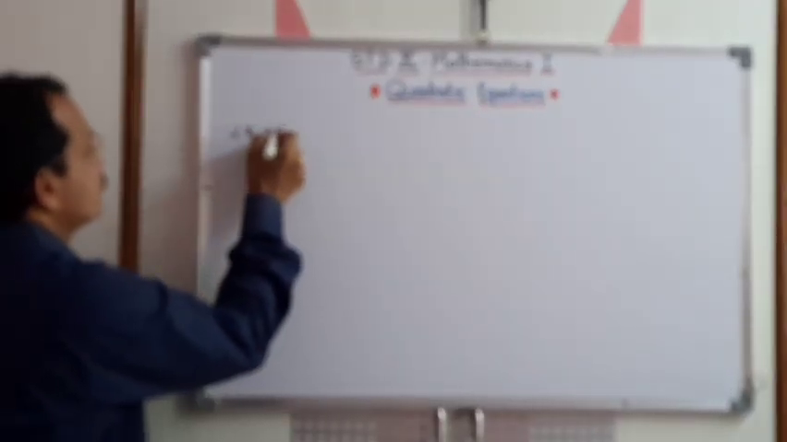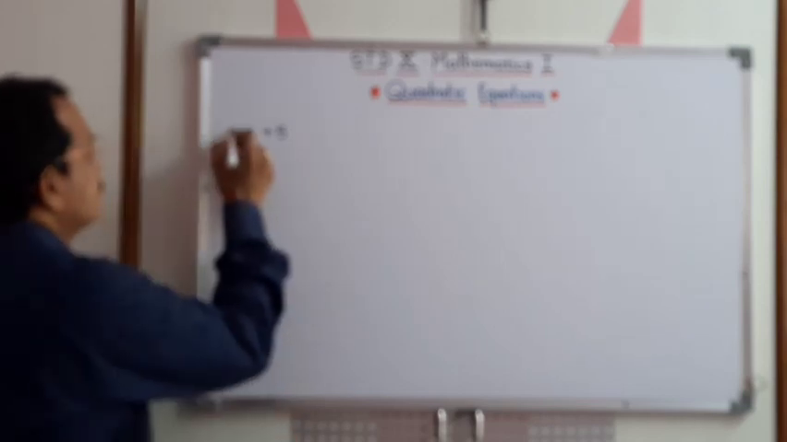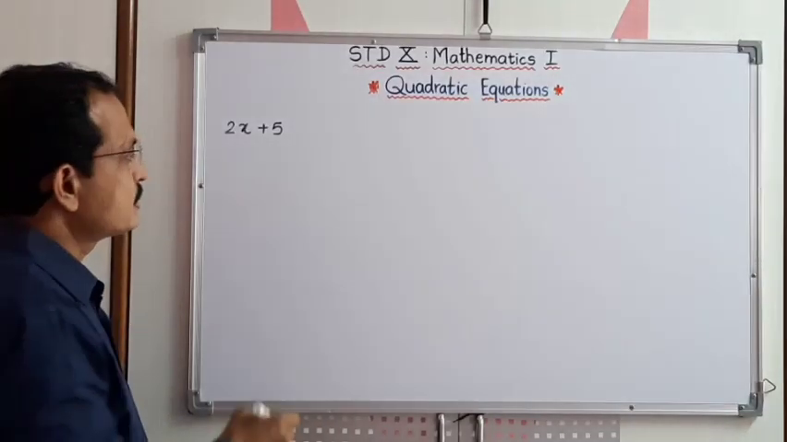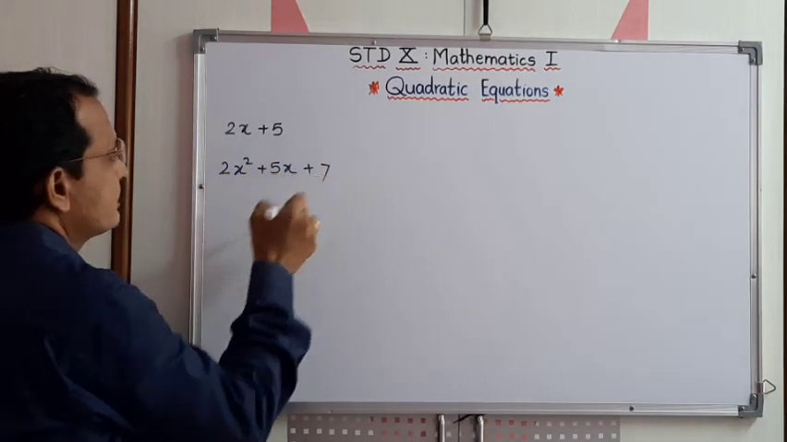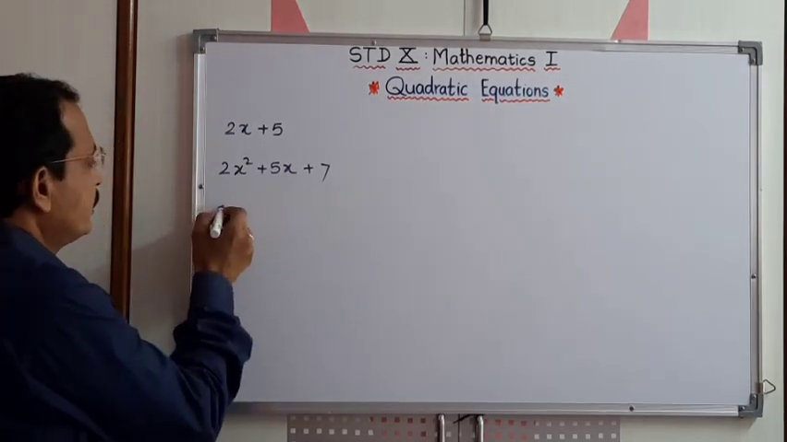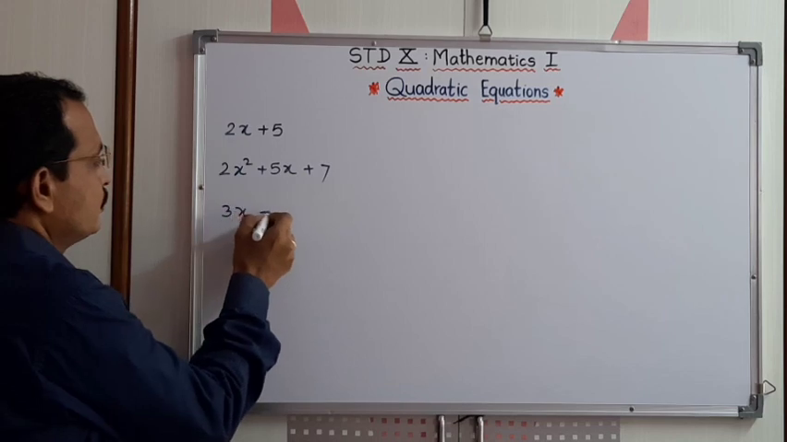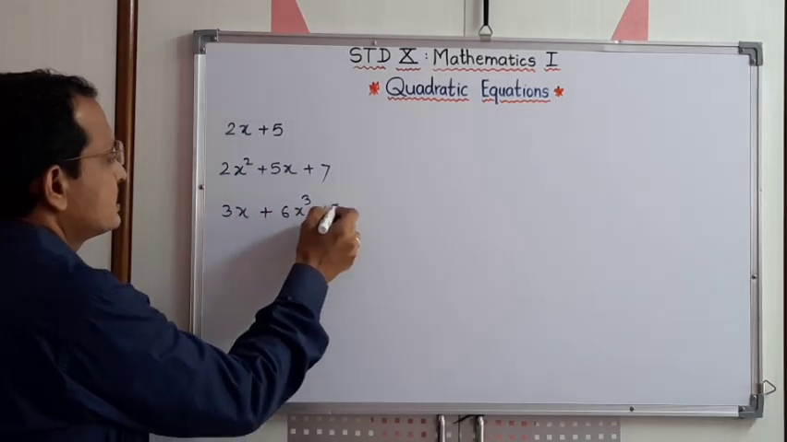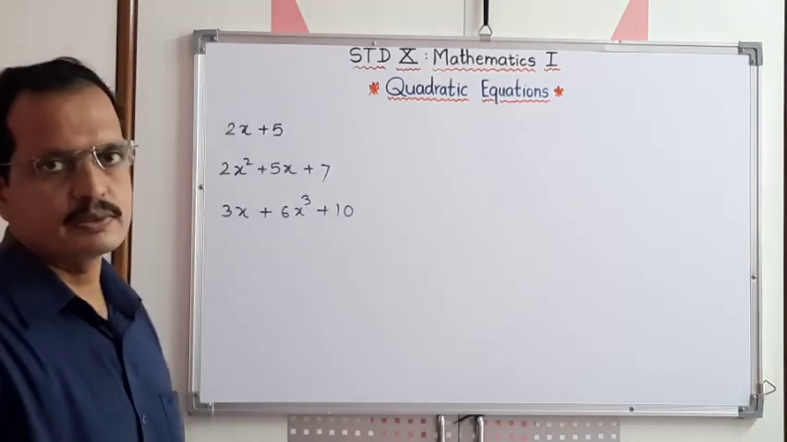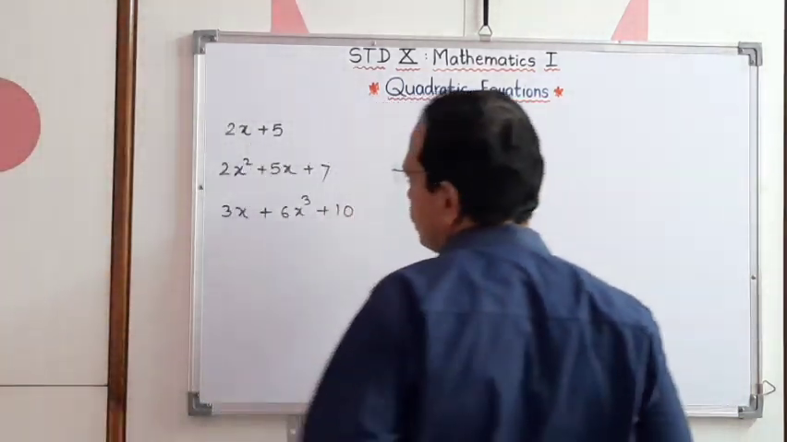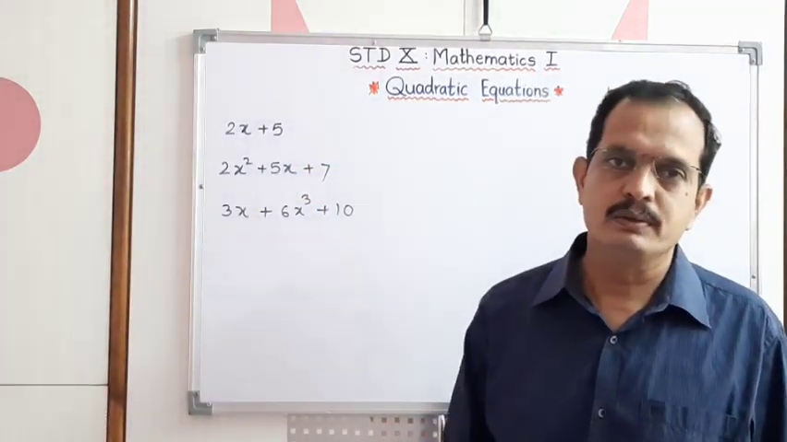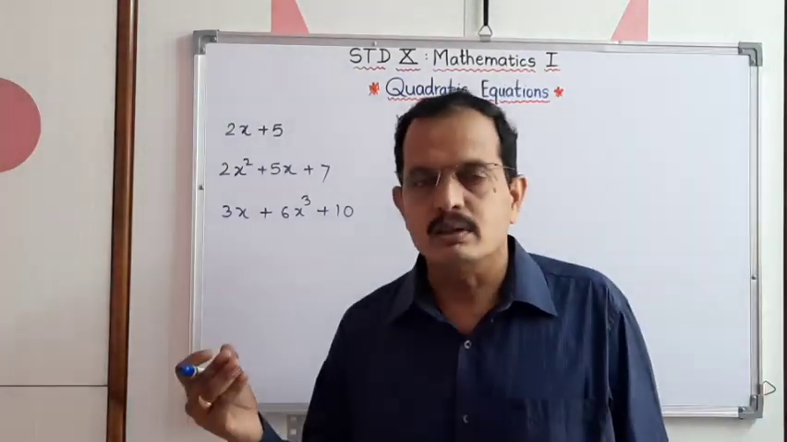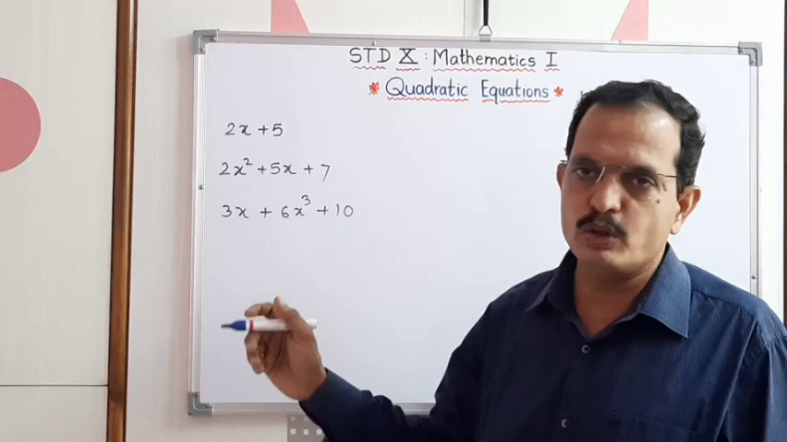Suppose I write here 2x plus 5. This is one expression. Suppose I write here 2x square plus 5x plus 7. Then here it is 3x plus 6x cube plus 10. These are expressions, and in standard 9th you learned these expressions are called polynomials. Poly means many, nomials means terms. If there are many terms, then it is a polynomial.